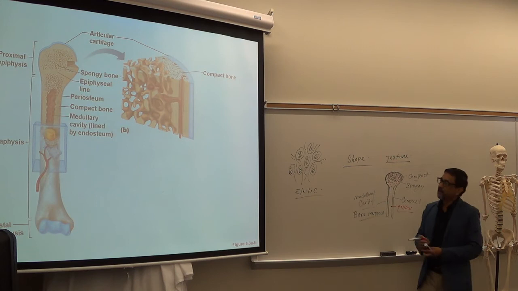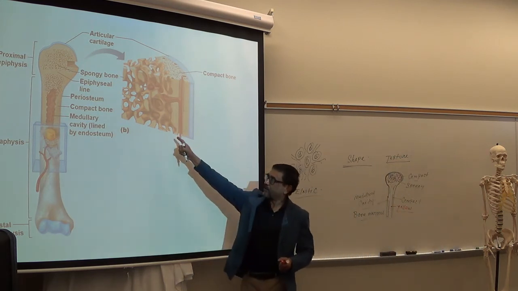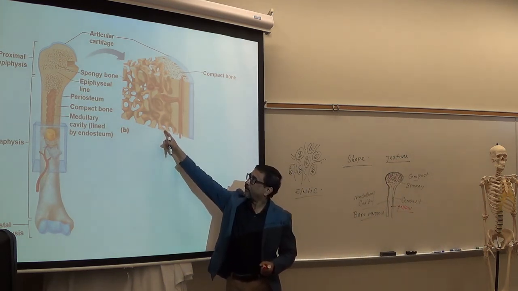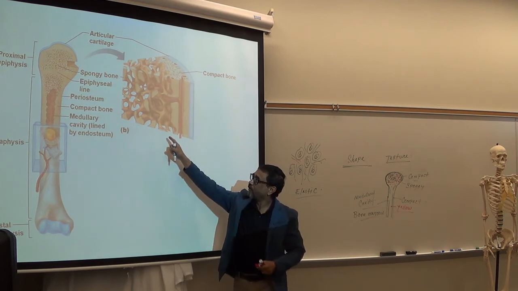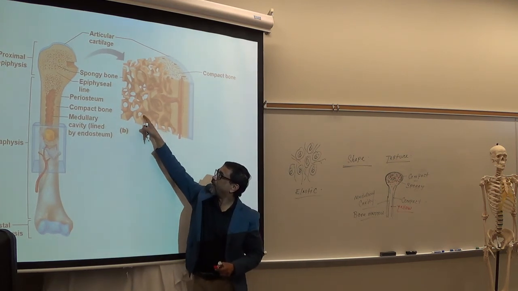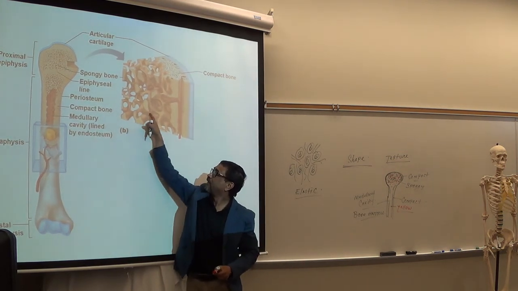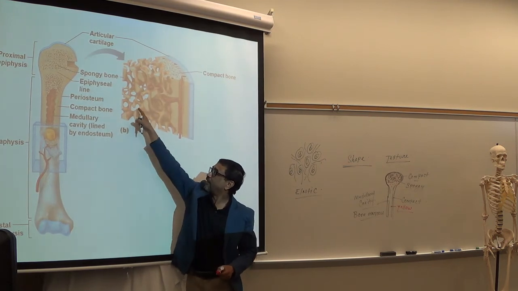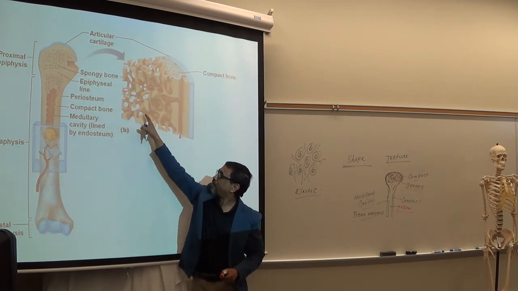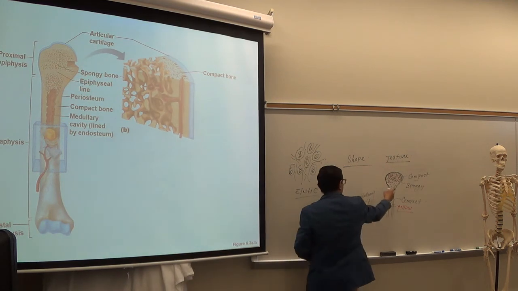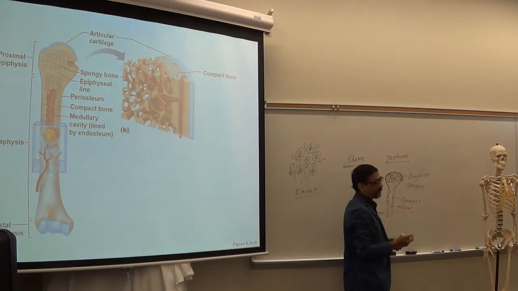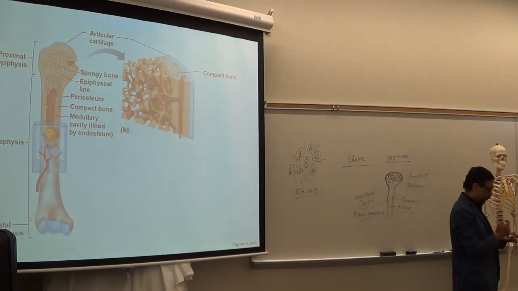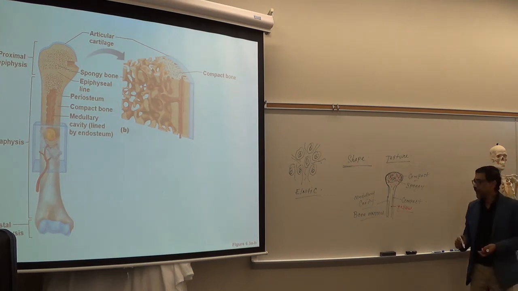And this is the structure of spongy bone. If you see it under the microscope, these processes are called trabeculae, and you have spaces in between. These spaces are filled with red bone marrow, all the time, throughout life. It will never be converted to yellow.